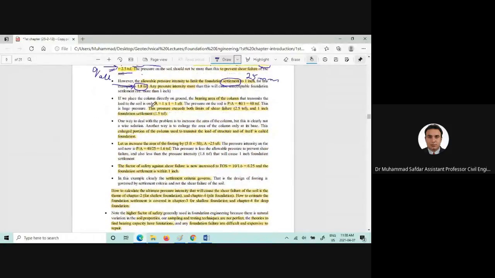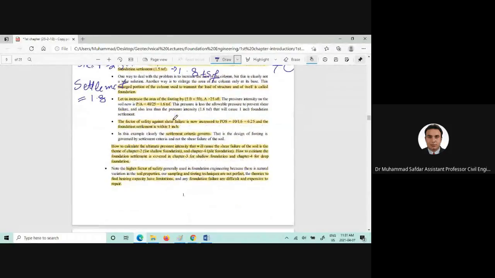Now if we place this column directly on the ground, and we already know that the area is 1 into 1, so 1 square feet, the pressure will be 40 ton per square feet. The allowable for the shear failure criteria was 2.5. For settlement, it was 1.8. Here we are experiencing 40, which is huge. I think this one must be corrected to 1.8 ton per square feet. You can do that.